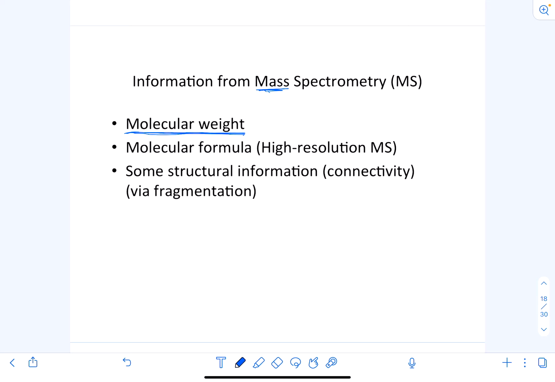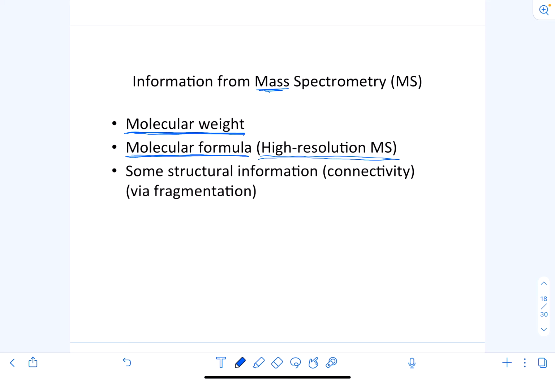If we use a particularly sensitive style of mass spectrometry called high resolution mass spec, we can actually measure molecular weight out to 4 decimal places, which will actually give us the ability to convert that molecular weight into a condensed molecular formula. So we can actually tell exactly how many carbons, hydrogens, oxygens, etc. are in a molecule based on a high-res mass measurement.